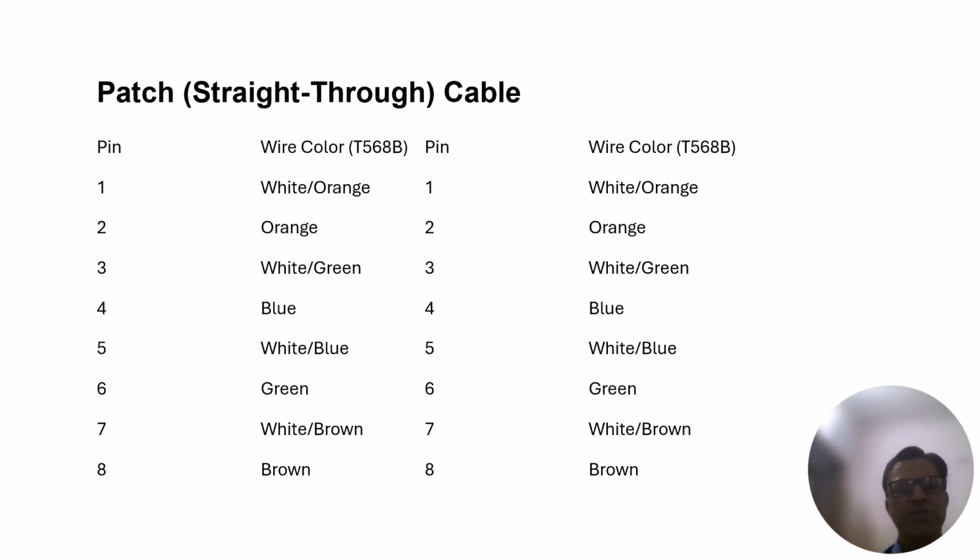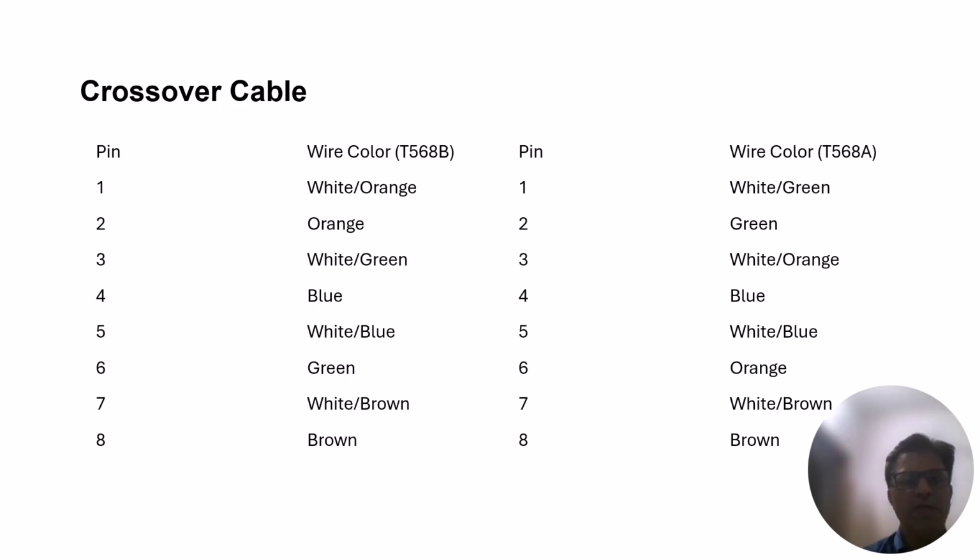This diagram illustrates the straight-through, patch cable configuration. Both ends of the cable follow the same pin order. The wire colors, orange-white, orange, green-white, green, blue, remain consistent across both ends. This ensures pin 1 to pin 1 mapping, ideal for connecting DTE to DCE devices like a PC to a switch. The crossover cable is used to connect similar device types, switch to switch, PLC to PC, or computer to computer.